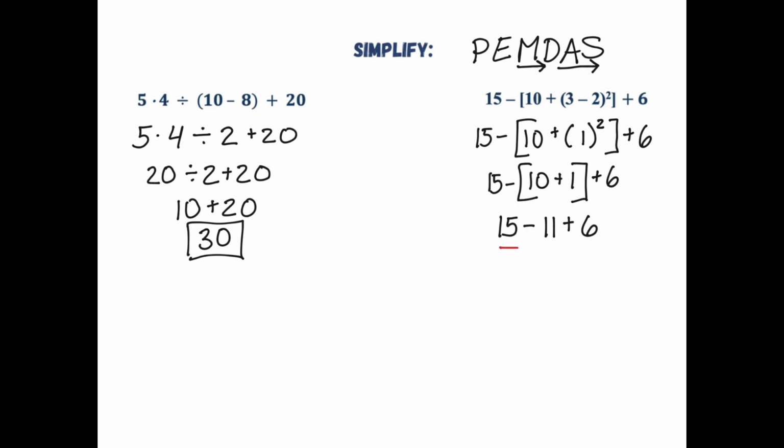And now my last two steps are subtraction and addition. So we're going to go left to right, meaning we're going to subtract first. 15 minus 11, that gives me 4. Bring down the plus 6. And my very last step, all that's left to do is add them together, and I get 10.